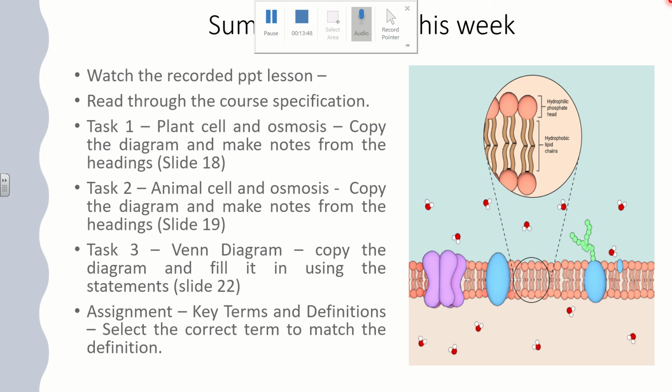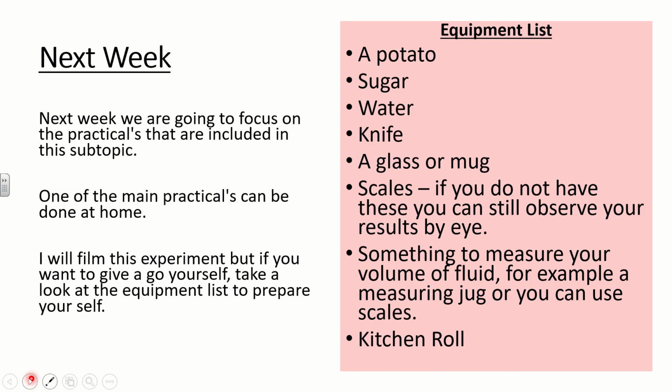Diffusion was the movement of molecules down a concentration gradient from a higher to a lower concentration. Glucose and oxygen diffuse into the cells from a higher concentration outside the cell to a lower concentration inside the cell. Carbon dioxide diffuses out of cells from a higher concentration inside the cell to a lower concentration outside the cell.